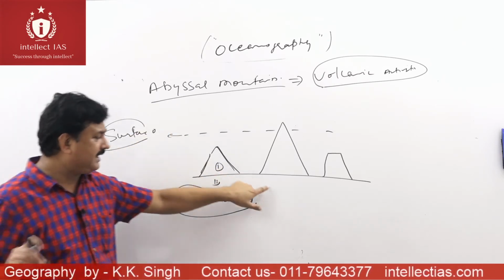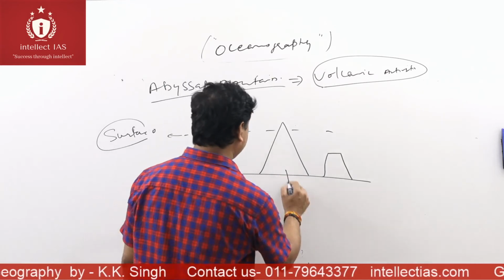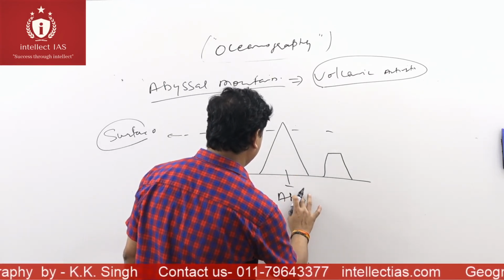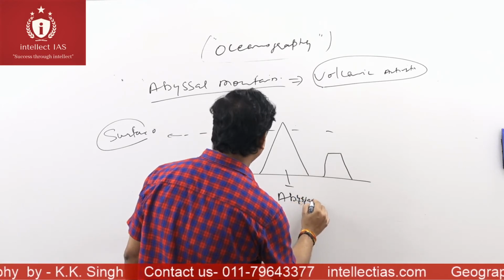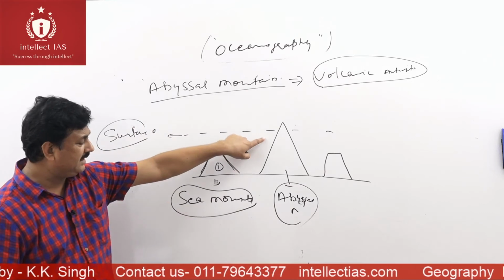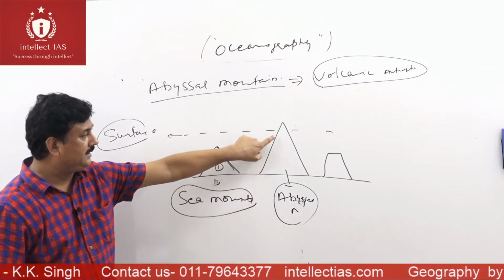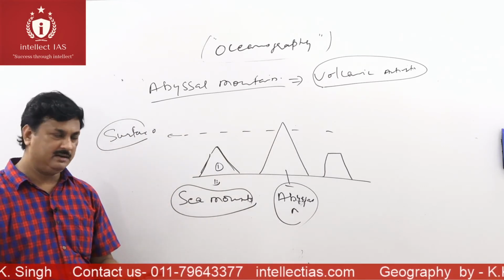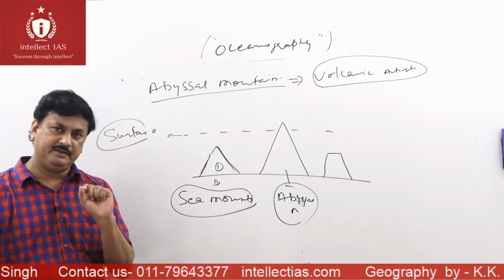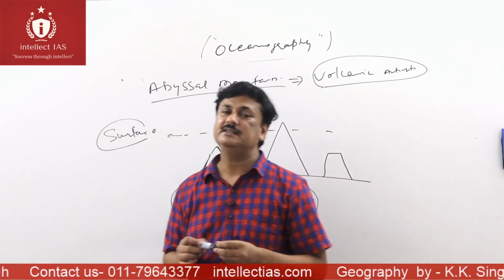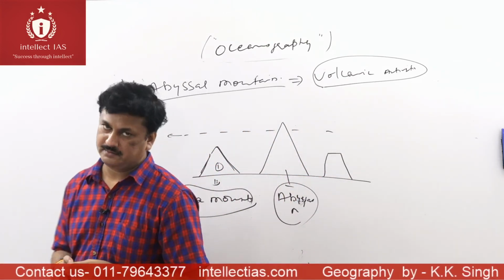Okay? On the other hand, this is called Abyssal Mountain. What is happening here? Look here. The top of the mountain, which is of volcanic origin, and the upper part is pointed and above the surface of water, oceanic water.